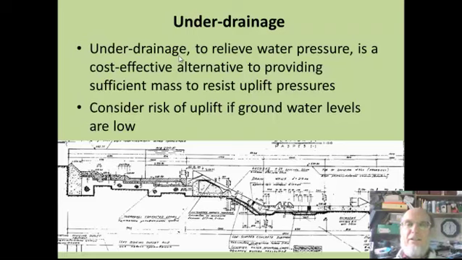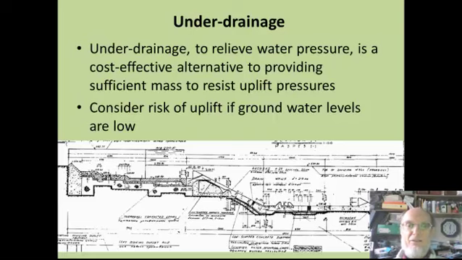A word on under drainage, because under drainage is an alternative to providing sufficient mass in a structure to resist uplift pressures. This is a drawing of one of the weirs in Wadi Tuban. It's an unusual sort of 2-stage weir design. The crest is up here, then it drops, and then it goes down another slope, then down to the bottom here. The actual wadi bed level is up here somewhere. So this area is buried, or partly buried at least.